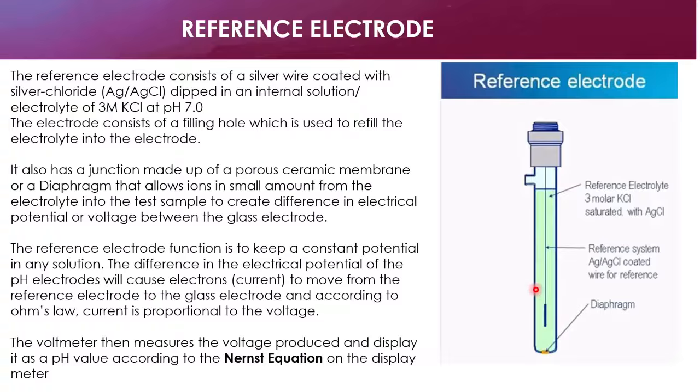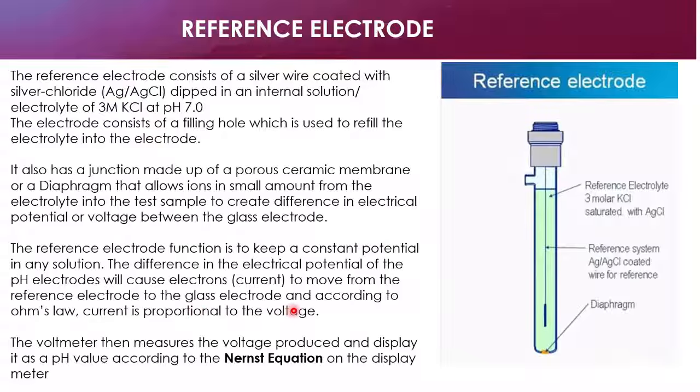It also has a junction made up of a porous ceramic membrane or a diaphragm that allows ions in small amounts from the electrolyte into the test sample to create a difference in electrical potential or voltage between the glass electrode. The reference electrode's function is to keep a constant potential in any solution. The difference in the electrical potential of the pH electrodes will cause electrons, which is current, to move from the reference electrode to the glass electrode.